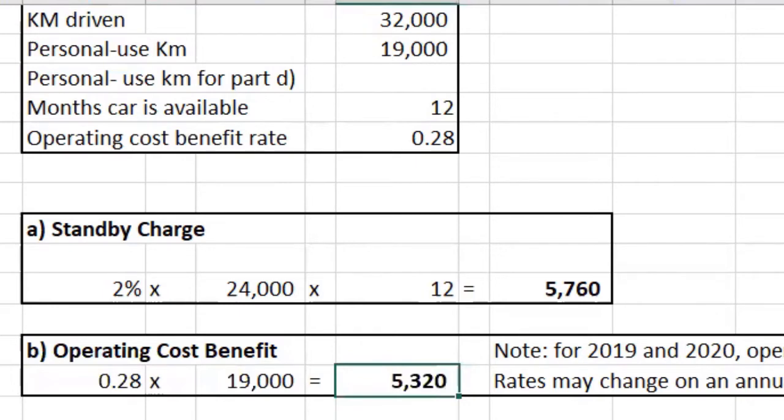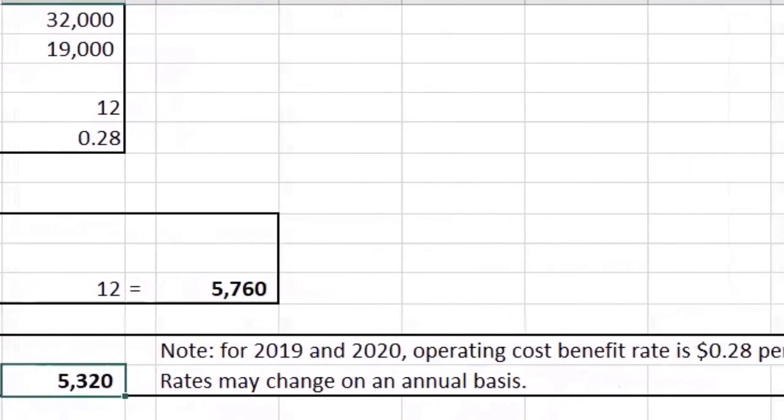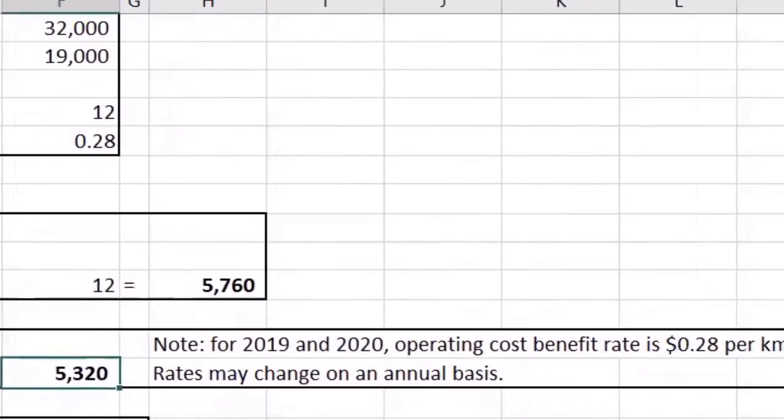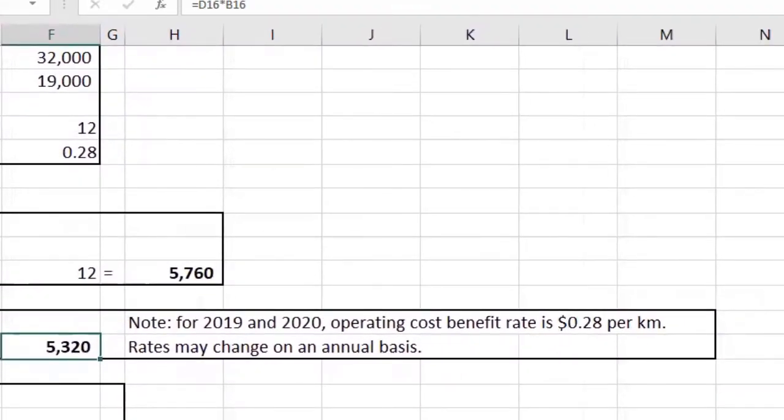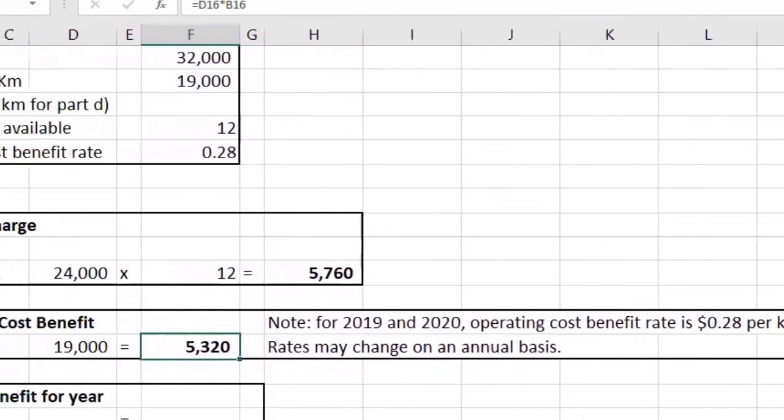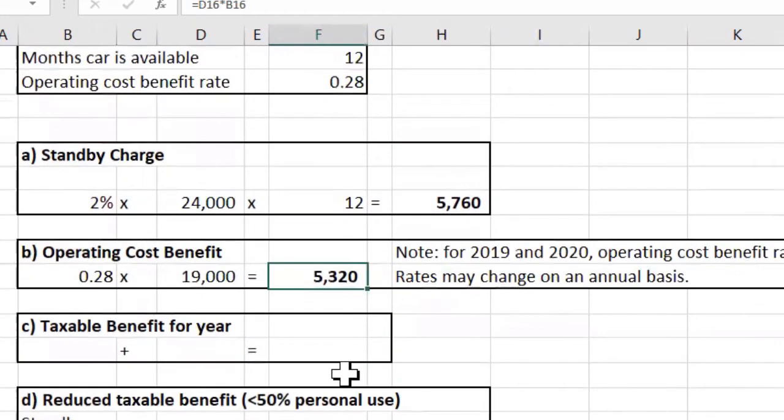And then there's a little note here that I made, which is 2019, 2020. It tells you what the op cost benefit is per kilometer. It's 28 cents. The rates might change, but for the purposes of this question, who cares? Okay, so what's our total taxable benefit for the year?